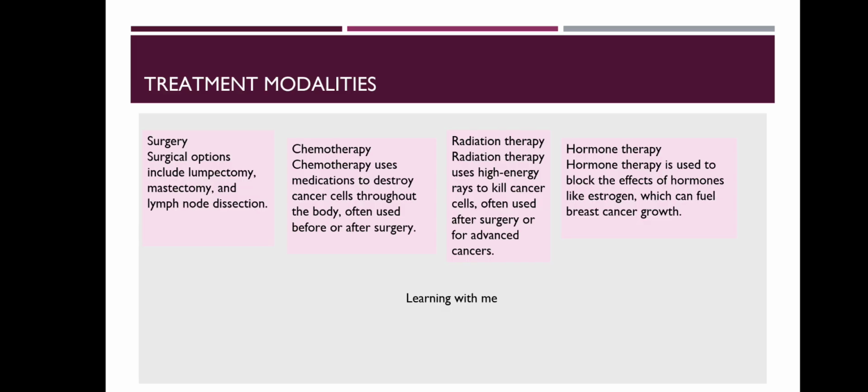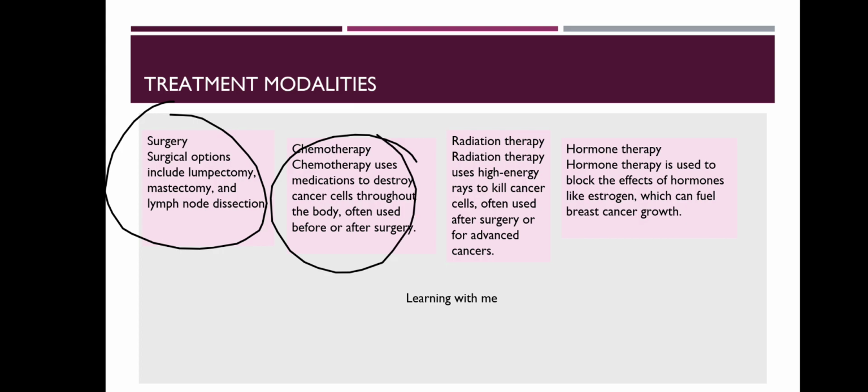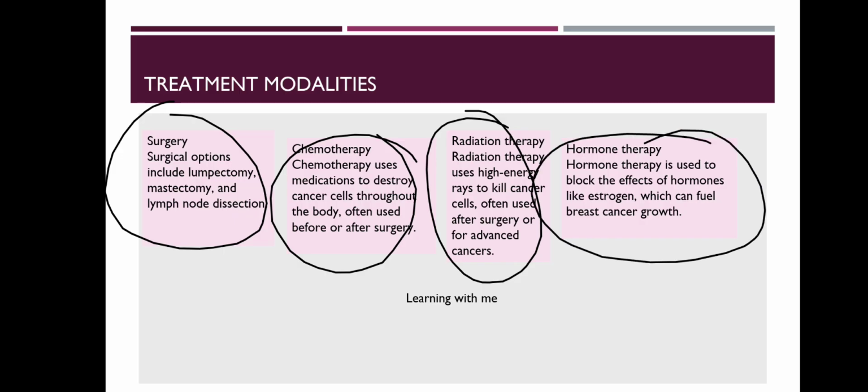Then treatment modality. There are surgical options. Surgical options include lumpectomy, mastectomy, and lymph node dissection. Chemotherapy uses medication to destroy cancer cells throughout the body, often used before or after surgery. Radiation therapy uses high energy rays to kill cancer cells, often used after surgery or for advanced cancer. Hormone therapy is used to block the effect of hormones like estrogen, which can fuel breast cancer growth.